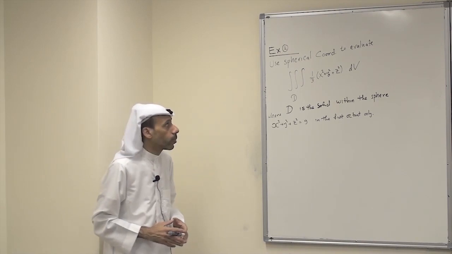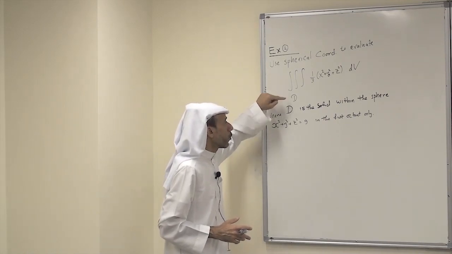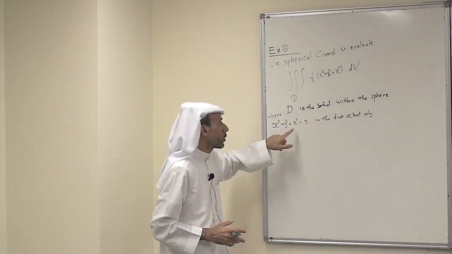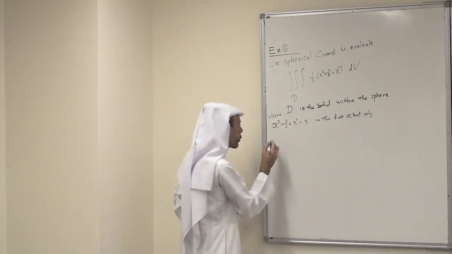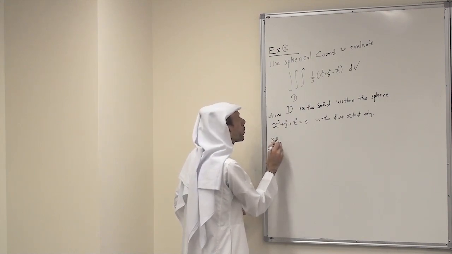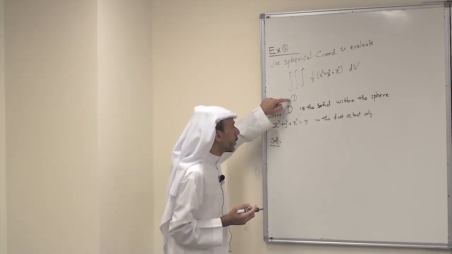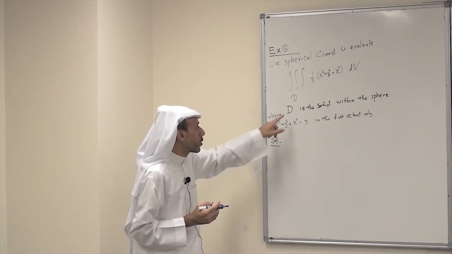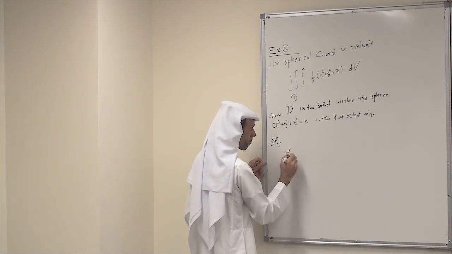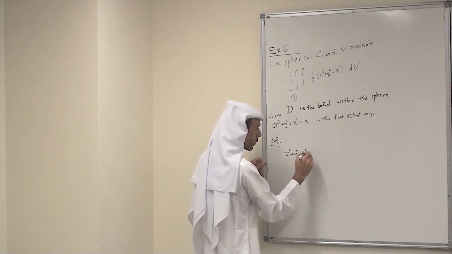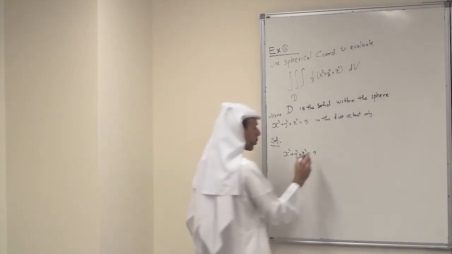We consider now the following problem. Use spherical coordinates to evaluate the triple integral over D, where D is the solid within the sphere in the first octant only. So here we need just to evaluate using spherical coordinates. So we need to describe D in spherical coordinates, and the solid is inside the sphere x squared plus y squared plus z squared equals 9. It is a sphere of center the origin and radius 3.